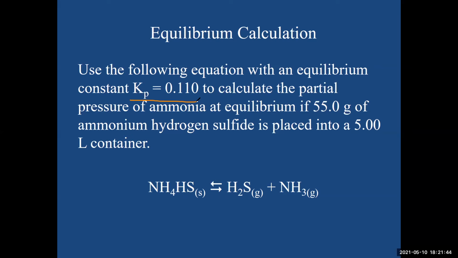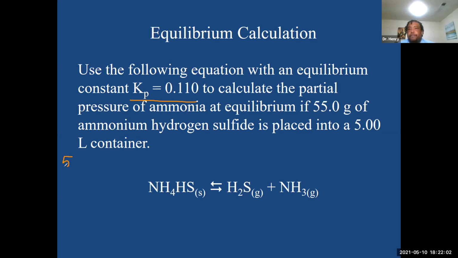We have our equilibrium constant in pressure, and you have your grams per liter to calculate the molarity. Or we would have to convert it to moles first. Okay, so let's convert it to moles. So we have that 55.0 grams of NH4HS.